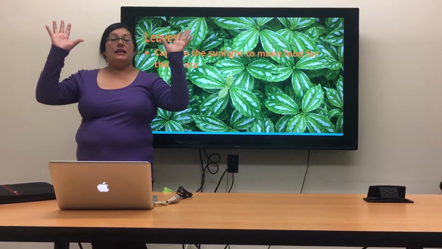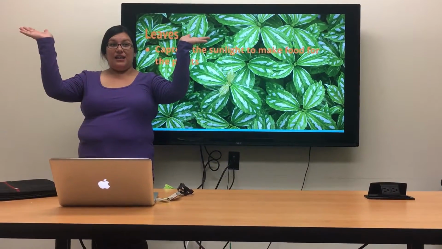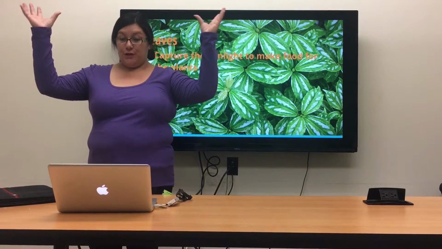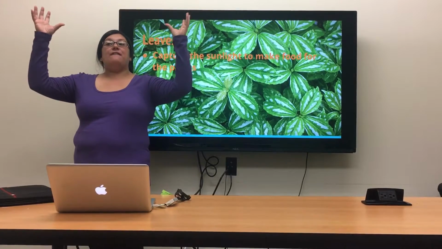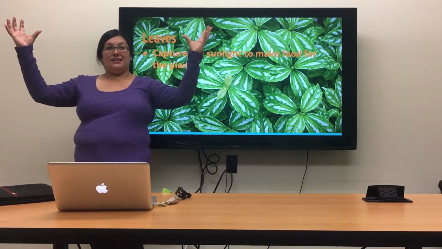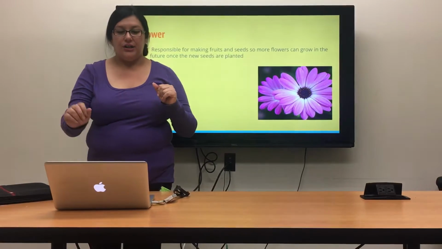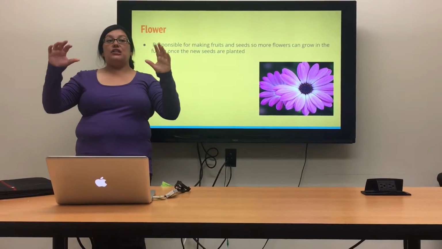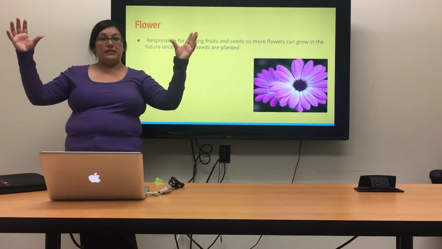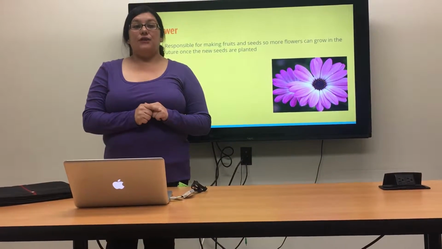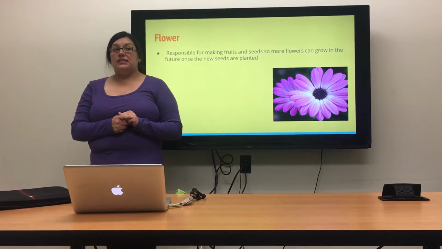Now the leaves are going to capture the sunlight. And what do you think it's going to do once it captures the sunlight? It's going to make food, yes. And once it's made food, what is it going to create? Good job, the flower. So now the flower is responsible for making fruits and seeds, so more flowers can grow in the future once the new seeds have grown.